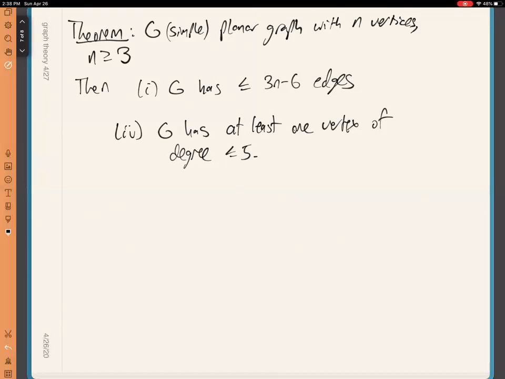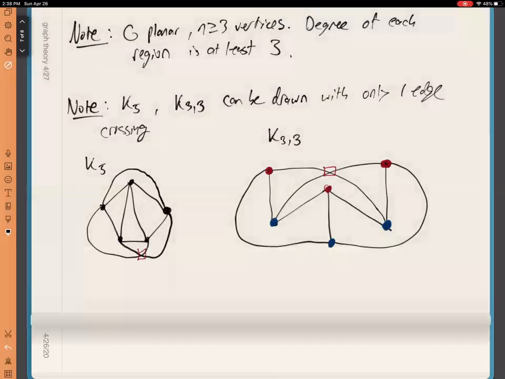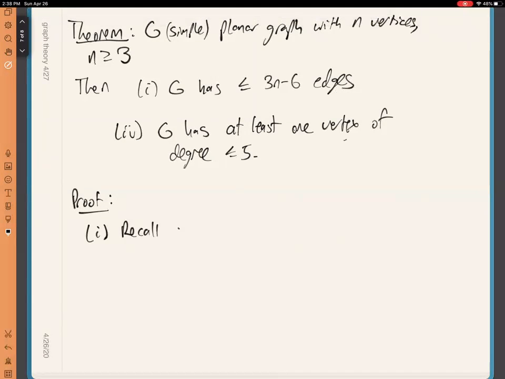The second part of the theorem, which is also surprising, is that no matter how you draw it, or no matter how big your planar graph is, there always has to be at least one vertex which has small degree, or degree smaller than 5 in particular. Right, so let's prove this, and let's begin with part 1. For this, we're going to remember the note from earlier, the note on the top of this page, that if it's planar and you have more than 2 vertices, then every region in the graph has to have degree at least 3. So recall that the degrees of the regions are all bigger than or equal to 3.